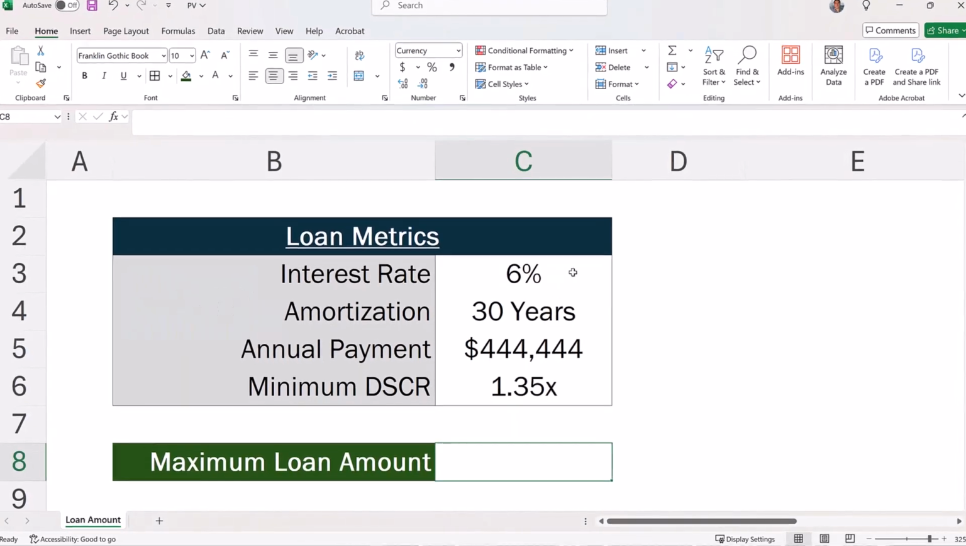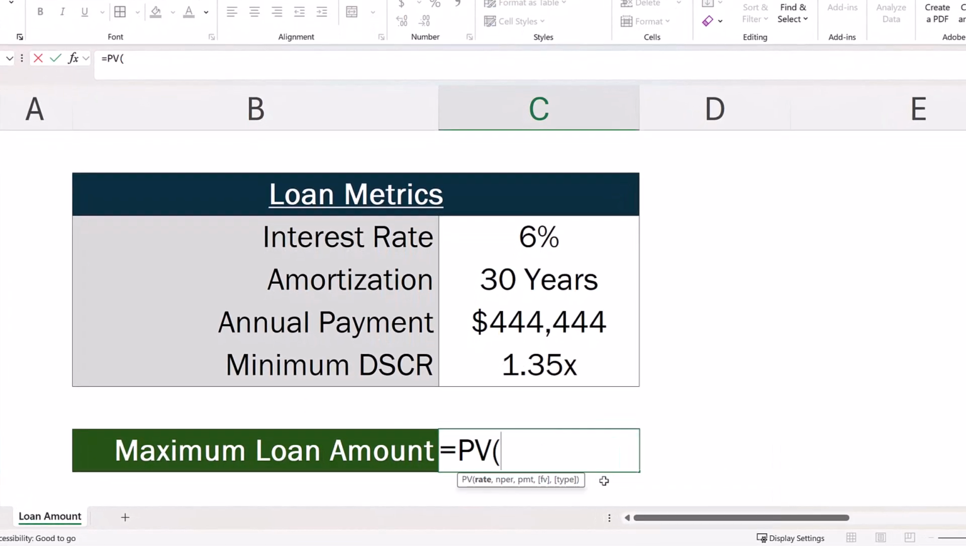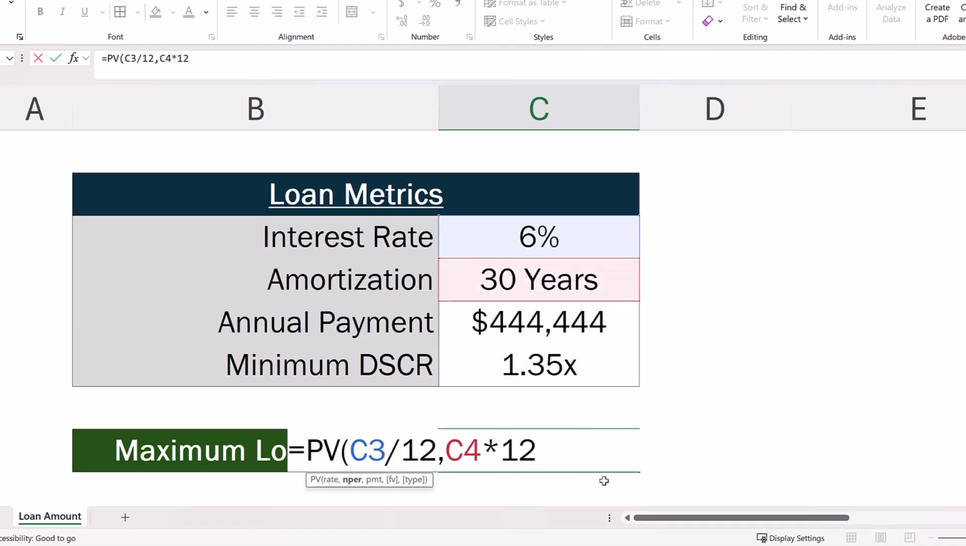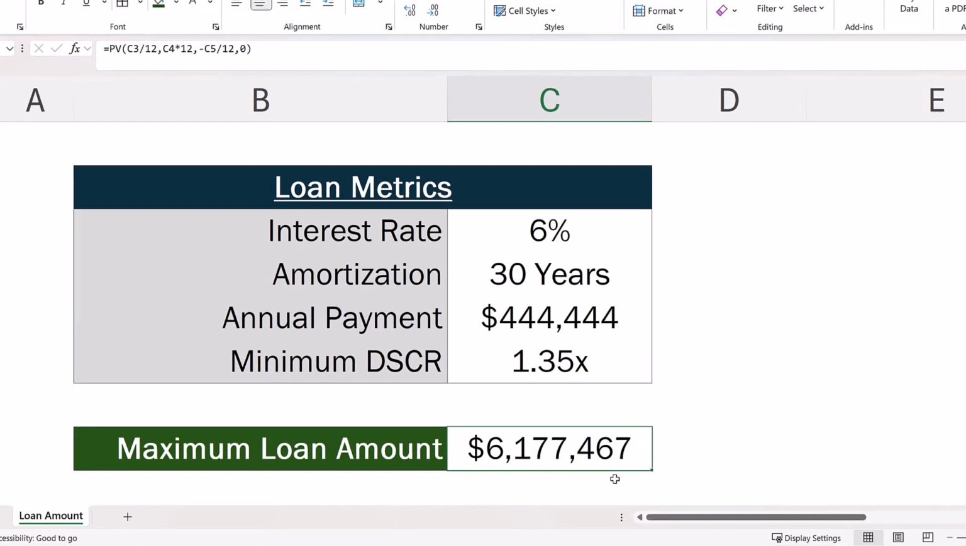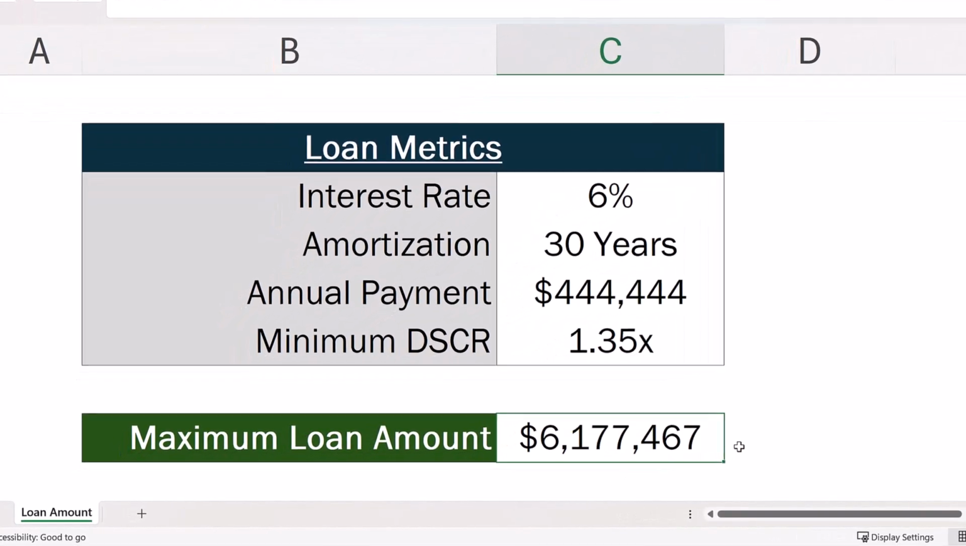And from there, we can use Excel's built-in PV function to calculate the loan amount. And if we assumed a 6% interest rate and a 30-year amortization period, we could use our interest rate on a monthly basis as our rate, our amortization period on a monthly basis as our number of periods, our maximum debt service on a monthly basis as our payment, and 0 as our future value to get $6.18 million in total loan proceeds based on all of these factors.